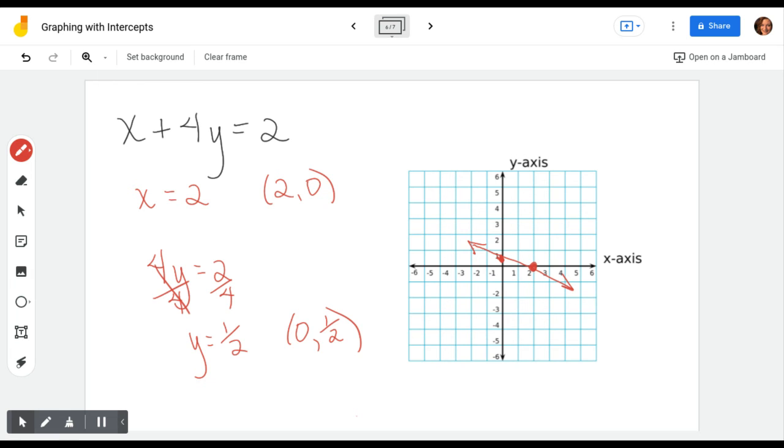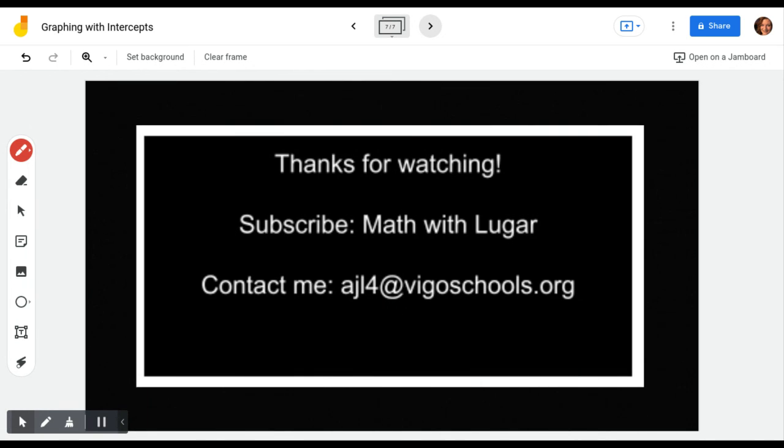And that's really it. That's the whole section. Plug a 0 in for one, solve for the other, plot those points on your graph. So quick and easy on this one.